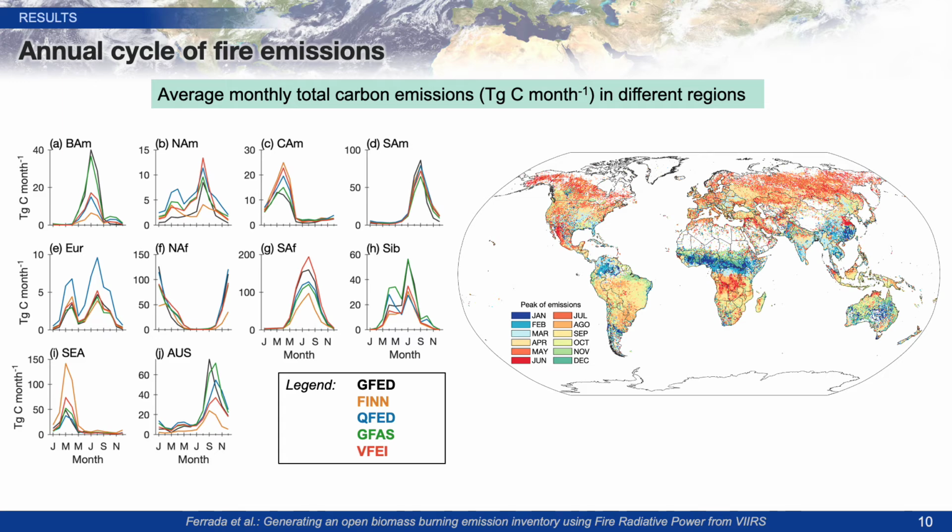We also compared the seasonality of fires, and the map shows the month of the year with the highest emissions in each grid box. Also, the results are very much comparable to the other inventories.